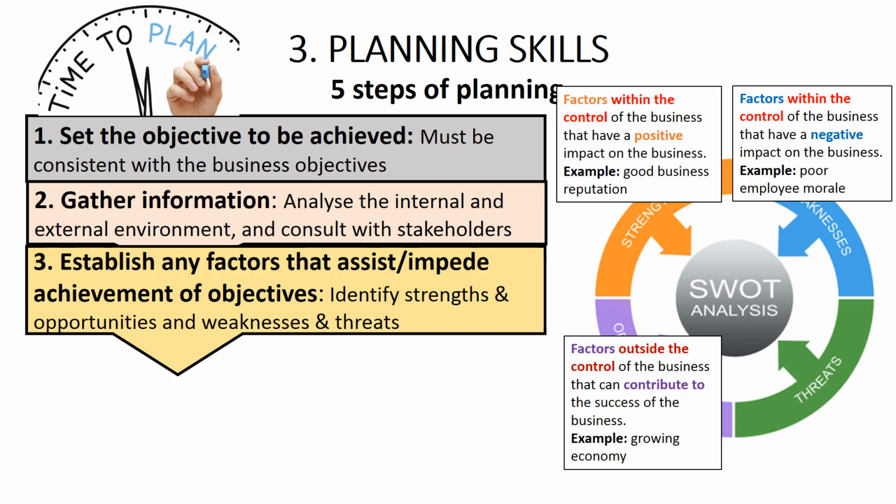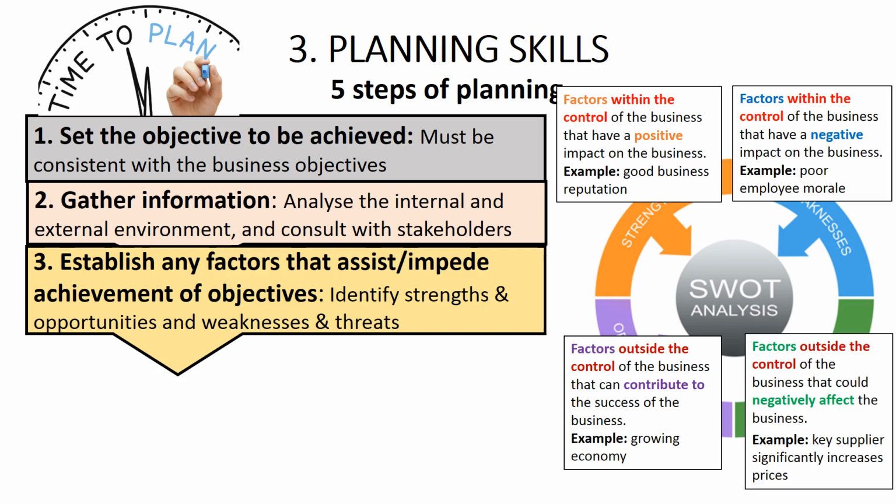On the other hand, threats are factors that are outside the control of the business that could negatively affect the business. An example of a threat is where a key supplier increases the prices that it charges for inputs that are bought by the business. The business can't influence the prices which the key supplier charges it, but the business does have a choice as to whether it continues to buy inputs from that supplier or not.